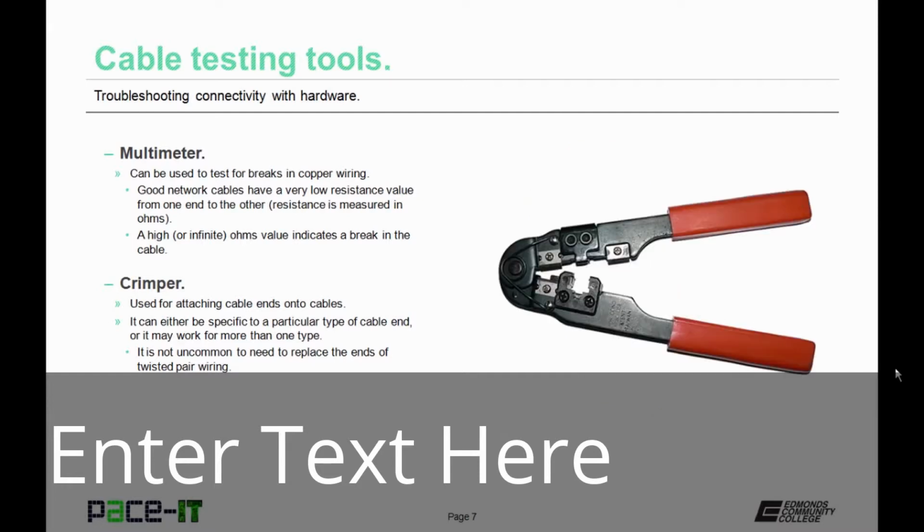So you can use multimeters to test for continuity to make sure that traffic can flow from one end to the other. Crimpers are not a testing tool per se, but they are used for attaching cable ends onto cables, which, if you suspect you have a bad cable end or a miswired connector, you're going to need a set of crimpers. It can either be specific to a particular type of cable end, or it may work for more than one type of cable. And by the way, it's not uncommon to need to replace the ends of twisted pair wiring cables.